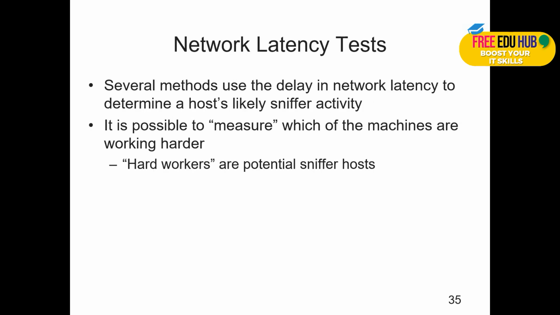Now, network latency tests: several methods are used to detect delays in network latency to determine likely sniffer activity. It is possible to measure which of the machines are working harder. Hard workers are potential sniffer hosts. Now, we segregate the traffic on the network based on performance and tasks. For example, in the networking course, we covered virtual LANs. There are lots of reasons for having a virtual LAN. First of all, you want to segregate the traffic from one segment to another. If something is dedicated for students, you keep them in a separate VLAN. If you have faculty, you keep them on a separate VLAN. If you have IP telephones, VoIP communications, you keep them in a separate VLAN. And if you have surveillance cameras on the network, we keep them in a separate VLAN.